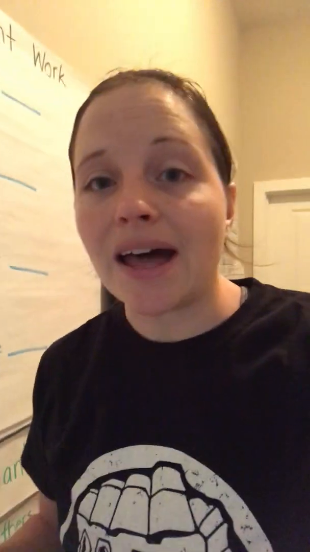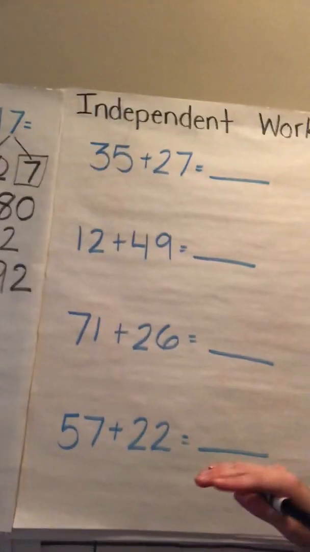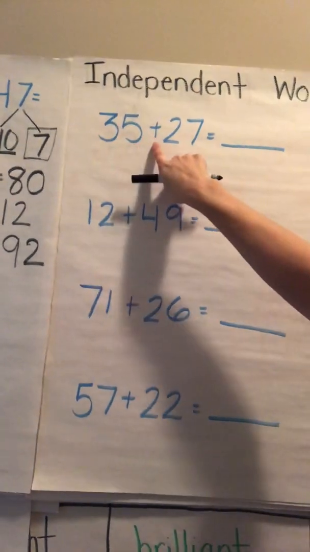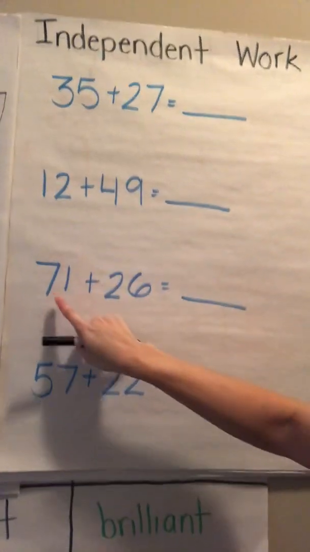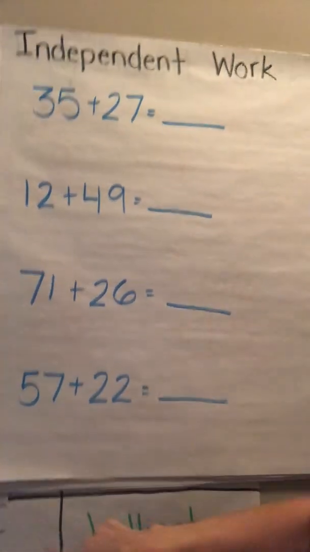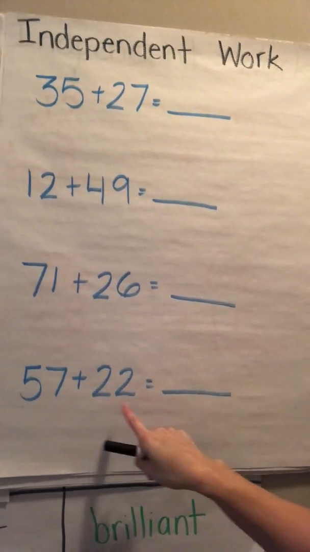Now I know that's a lot of steps, so we're going to keep practicing. We're going to do it today and tomorrow. So I want you to try these numbers. We have 35 plus 27, 12 plus 49, 71 plus 26, and 57 plus 22.